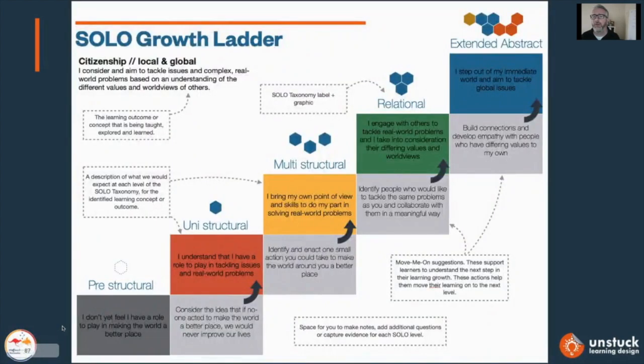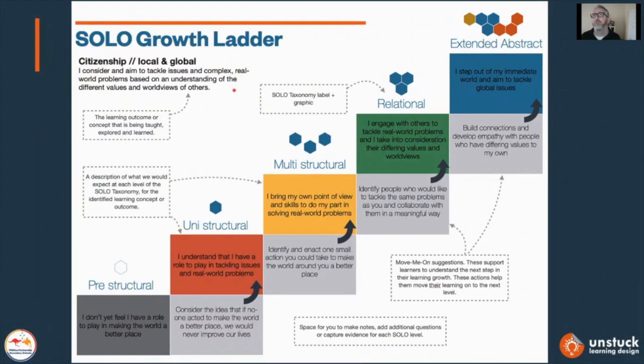The way we're going to do that is we're going to use something called a growth ladder. And a growth ladder, it looks very complex on the screen. It isn't really all that complex. But basically what a growth ladder does is it takes one of the capabilities, in this case, citizenship, so local and global citizenship we're talking about up here, and it gives it a learning intention. I consider and aim to tackle issues in complex real-world problems based on an understanding of the different values and worldviews of others. So we've got an outcome.